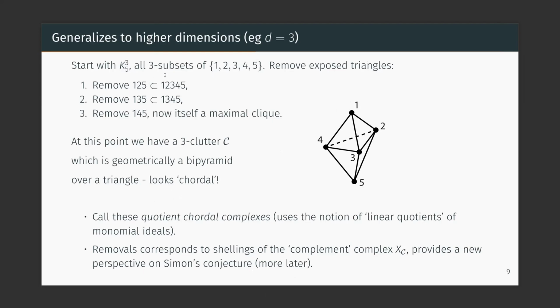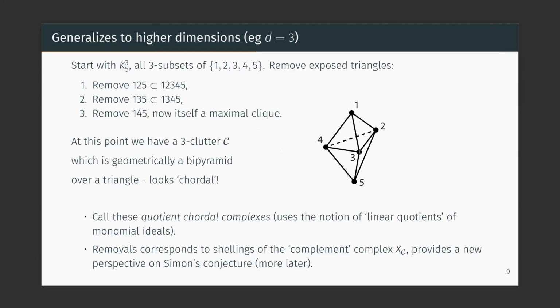And so if you start with all 3-subsets of 1 through 5, you remove 1, 2, 5, which is uniquely contained in this clique. 1, 3, 5 is uniquely contained in this clique. 1, 4, 5, which is itself a clique, that's allowed. What you get is a complex that looks like this. I should say that the middle triangle is there. 2, 3, 4 is still there.